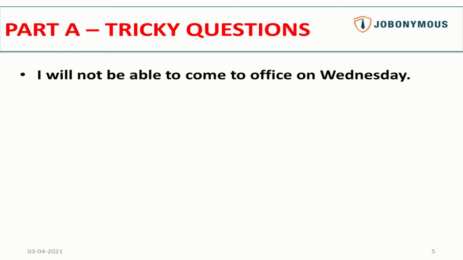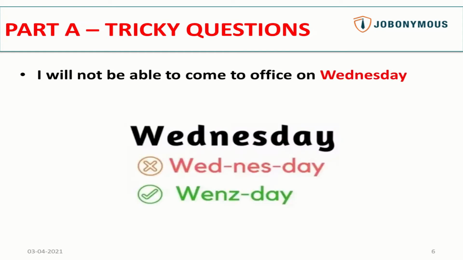So read this sentence first, and when I tell you the solution, check if you have got it correct or not. So many of you will say it like this: I will not be able to come to office on Wednesday. However, this is wrong. The wrong word that people usually pronounce here is Wednesday. So it is not Wednesday as most of us speak. I have written the spelling here to pronounce. It should be like this. So you should say, I will not be able to come to office on Wednesday. This is the right one.